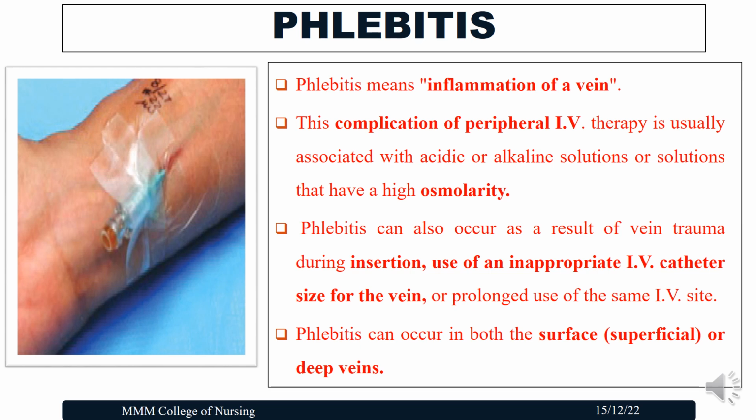Phlebitis can also occur as a result of vein trauma, where during the insertion or use of an inappropriate IV catheter size for the vein, or prolonged use of the same IV site. This phlebitis can occur in both the surface veins, such as superficial, and deep veins.